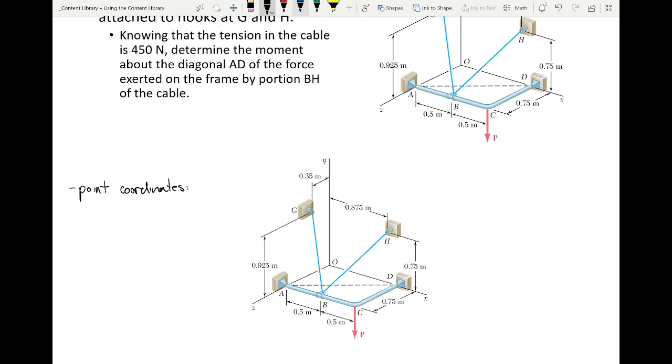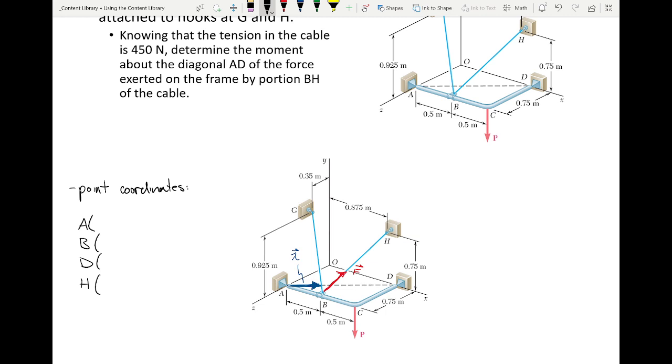Because what I need is a unit vector along this axis. This is lambda that I need. And I need a force vector like this. That's ultimately what I'm trying to do, define lambda and F. R is actually a lot easier than you would think. If you've got lambda and F, R is kind of a piece of cake. So what I need is the coordinates of point A, point B, point D, and point H. And like many of our problems, once we get the coordinates figured out, a lot of the rest of it becomes pretty plug and chug. So let's make sure we do this together.